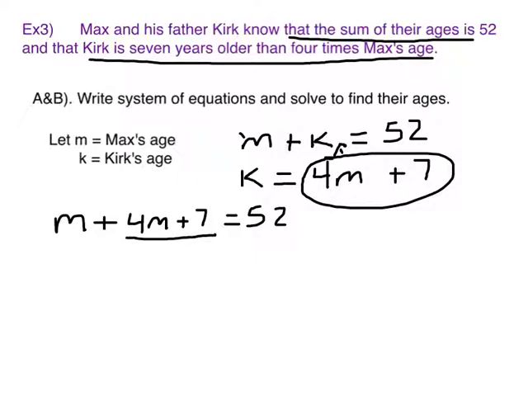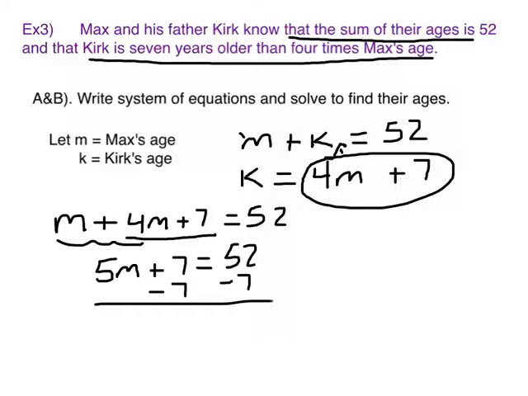All right, now we got to combine things. Well, you should know 4m plus 1m is 5m plus 7 equals 52. This turns out to be not a hard problem. It's a three-stepper. Move the 7 to the other side. You get 5m equals 45.